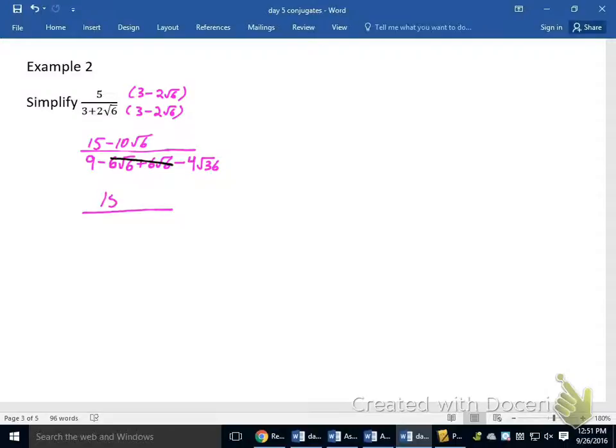Now in the numerator, I still have 15 minus 10 root 6. There's no simplifying to do there. On the denominator, I have 9 minus 4 times 6 is what that changes to. And the 4 times 6 gives me a 24. So I got 15 minus 10 root 6 over 9 minus 24. And 9 minus 24, I can get to negative 15.